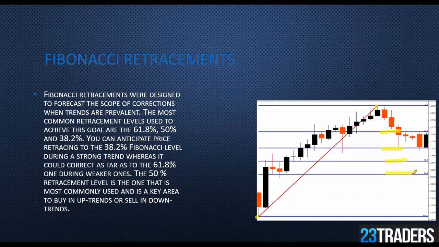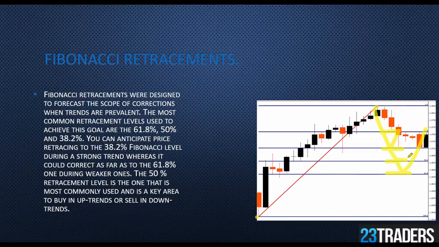This is 61.8% of the previous move. This is 50% of the previous move. This is 38.2, and this is an important one, but it's the 23.6 level of the previous move. Okay. So if we're in a retracement, we would expect price to come down here and then retrace. If it doesn't come here, one of these levels is where we would expect it to retrace.